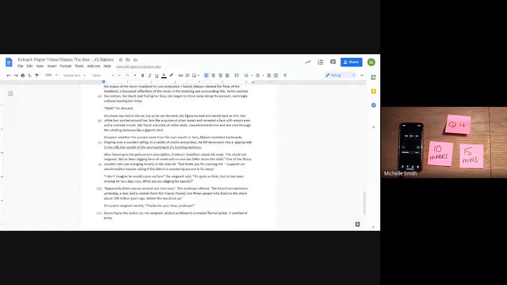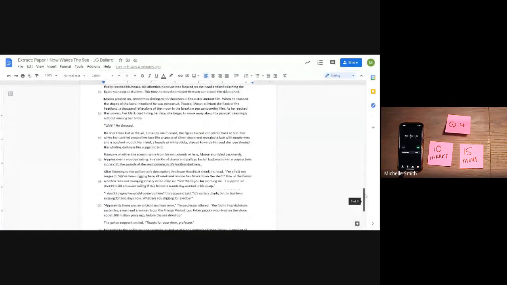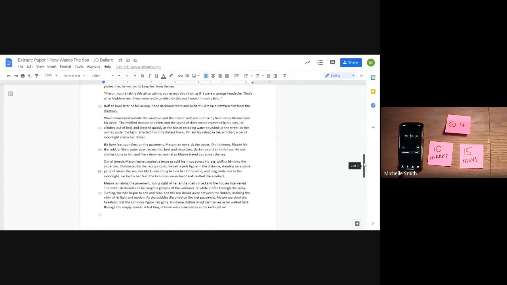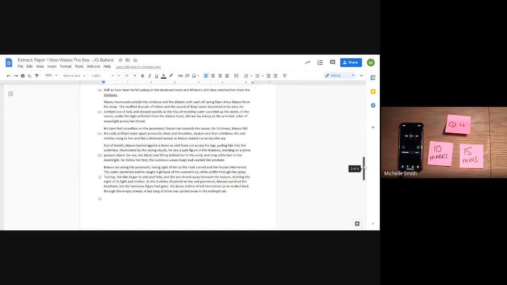Now, if I go back to the extract, it escalated quite quickly. There was a bit of tension at the beginning, and all of a sudden we've got a Skeletor type character being described as flying like a pterodactyl at him. Scary stuff. Okay, line 58. I'm going to start here. Waves murmured outside the windows, and the distant wish-wash of racing foam drew Mason from his sleep.